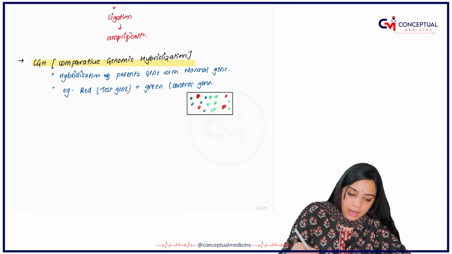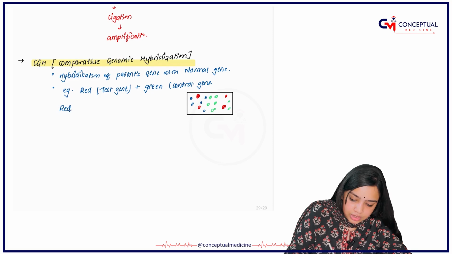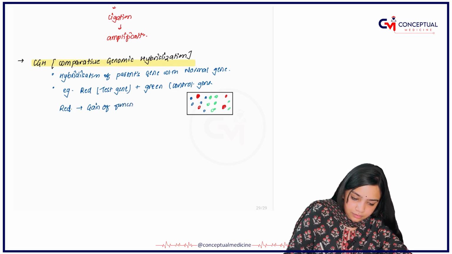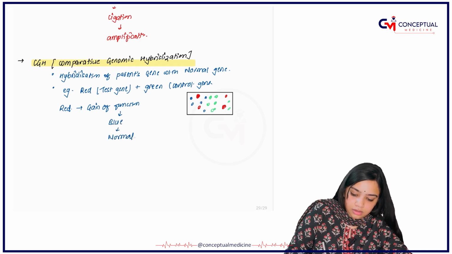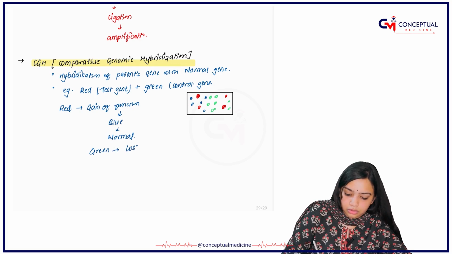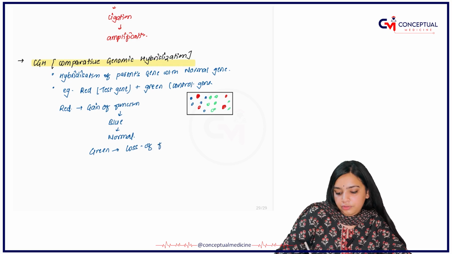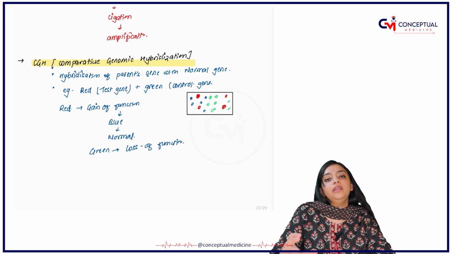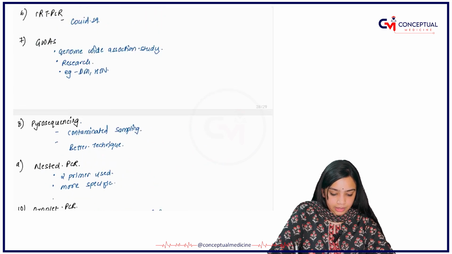Okay, so what is happening here? You have the red genes, right? Then there is a gain of function. Then there are blue genes, normal, and the green one, there is a loss of function. Okay, so this was the basic mechanism that it follows. Okay, I hope I made it clear.